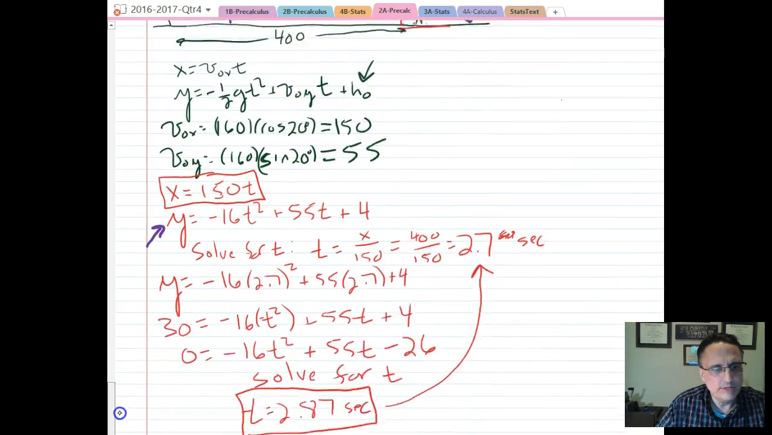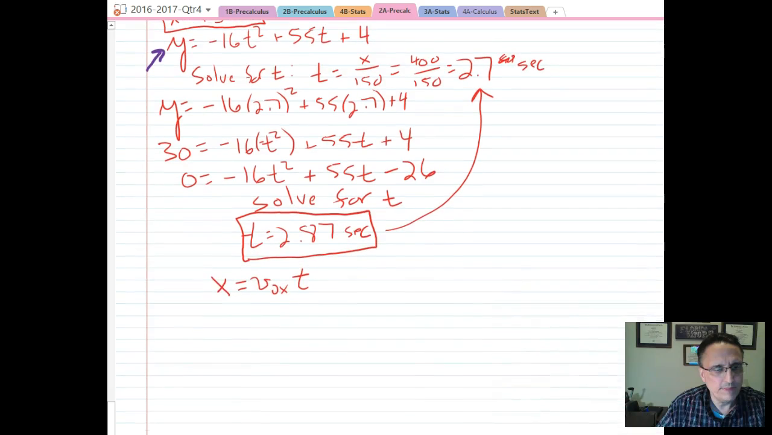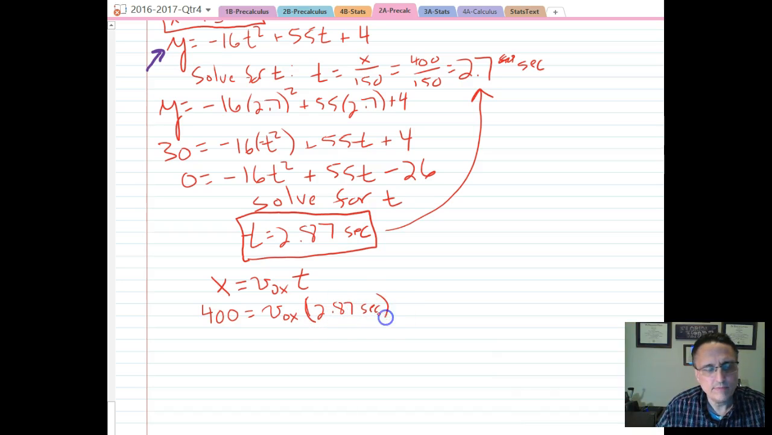So what I do is I come back here and I say, okay, well, I'm going to set this equal to 400. That's the distance out to the wall. But I'm going to calculate a new initial velocity in the x direction, and my time is 2.87 seconds. And I solve for a new velocity in the x direction. This would be the initial velocity that the ball would have to have in the x direction to hit the top of the fence. And that would be 400 feet divided by 2.87 seconds.